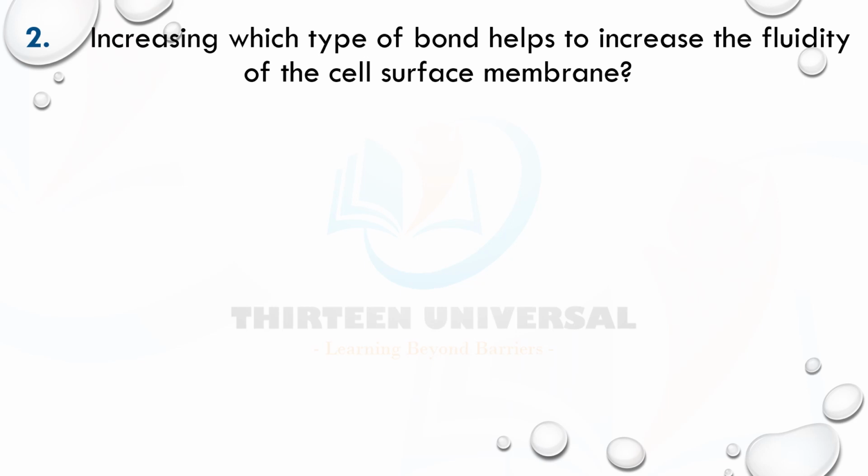Increasing which type of bond helps to increase the fluidity of the cell surface membrane? When we talk about the fluidity of the cell surface membrane, we're talking about the hydrocarbon chains in the tail of the phospholipid molecule. And then we have the carbon-to-carbon double bond. This is unsaturated, so the more unsaturated, the more fluid. Unsaturated in the sense that fewer hydrogen atoms can attach to these carbon atoms. Double bond means unsaturated, and that increases the fluidity.